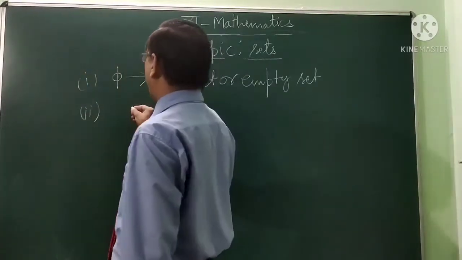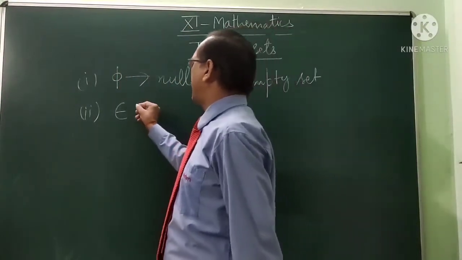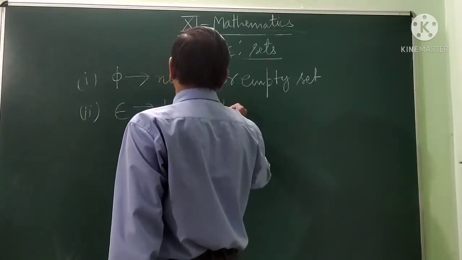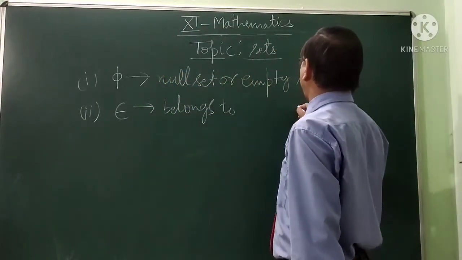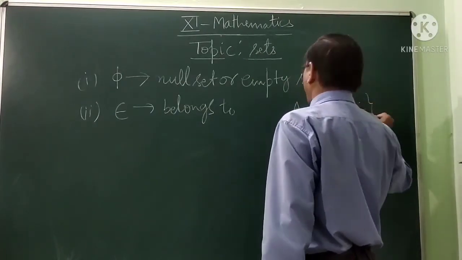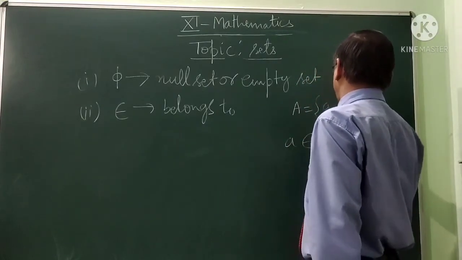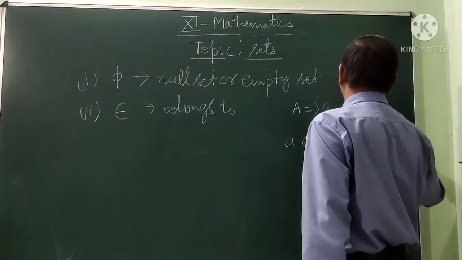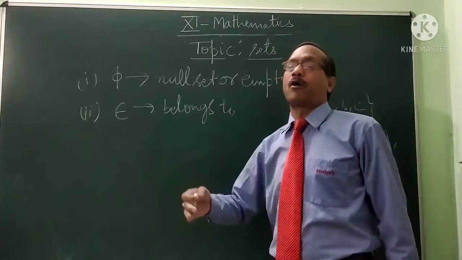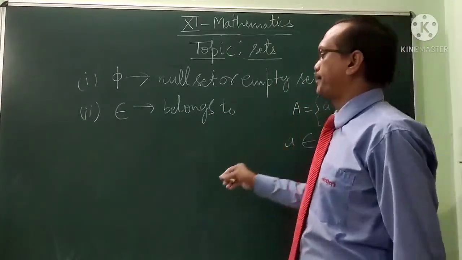Student, there is epsilon. There is a sign of epsilon. It means belongs to. Student, let there be a set A with elements A, B, C. Then we will say A belongs to the set A. B belongs to the set A. It means there is a sign of belongs to, or is a member of. We can say A is a member of the set A.